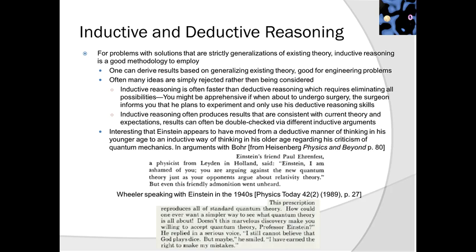Wheeler, when speaking with Einstein in the 1940s, states, "This prescription reproduces all standard quantum theory. How could one ever want a simpler way to see what quantum theory is all about? Doesn't this marvelous discovery make you willing to accept quantum theory, Professor Einstein?" He replied in a serious voice, "I still cannot believe that God plays dice, but maybe," he said, "I have earned the right to make my mistakes." Perhaps, as one gets older, one tends to fall back on what one already knows, and thereby reason inductively. Well, if that's true, then we better get cracking, as we aren't getting any younger.